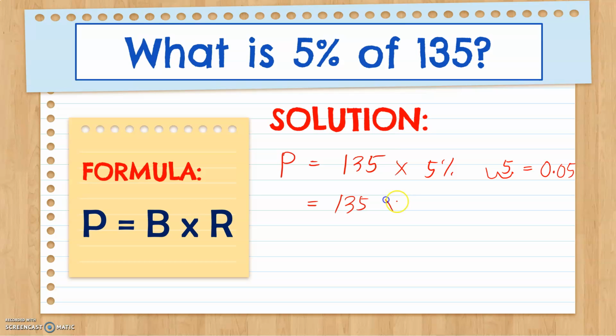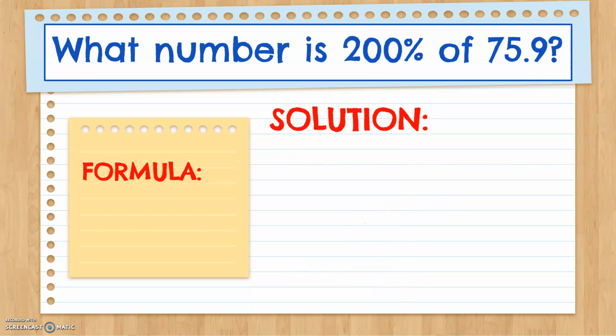Now let's multiply it by 135. We'll have 25, 17, and 6. Then we have here 2 decimal places. That means the percentage is 6.75, or 5% of 135 is 6.75. Let's have our last example.